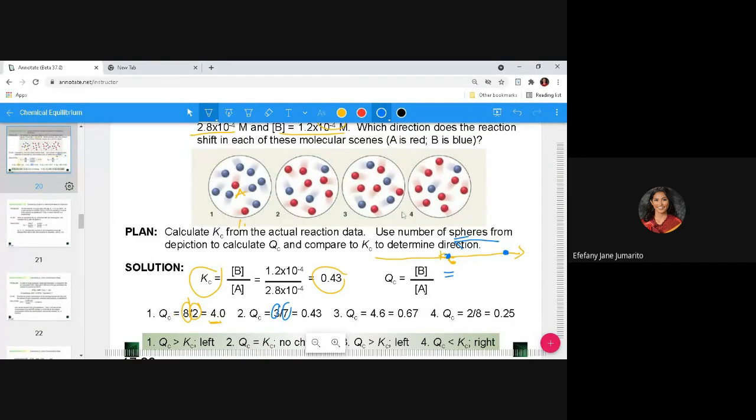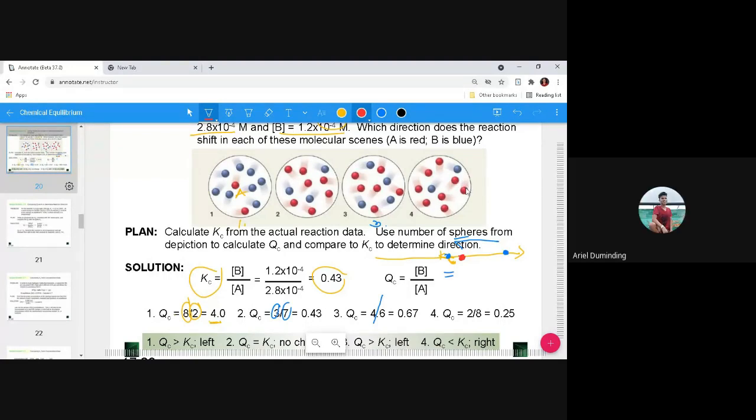Then what about number 3? 4 over 6, and that is 0.67. It's bigger than 0.43, so your QC is greater than KC. It will go backward, to the left. What about number 4?